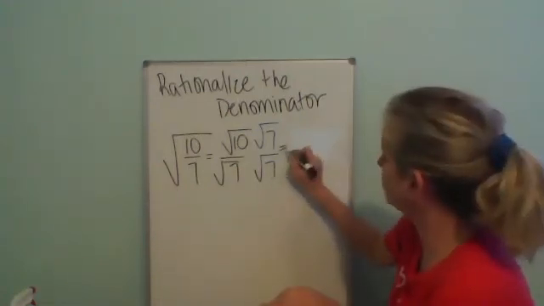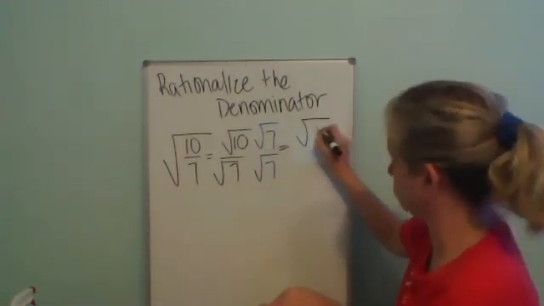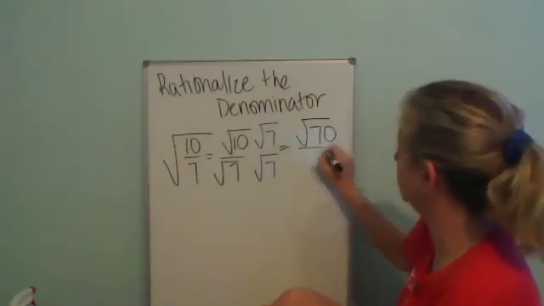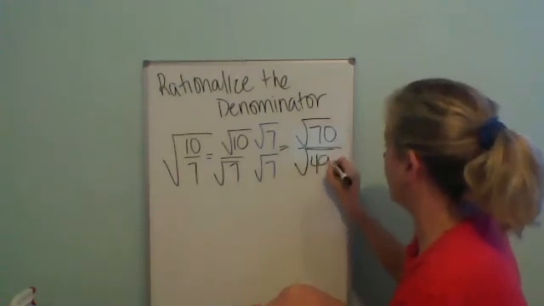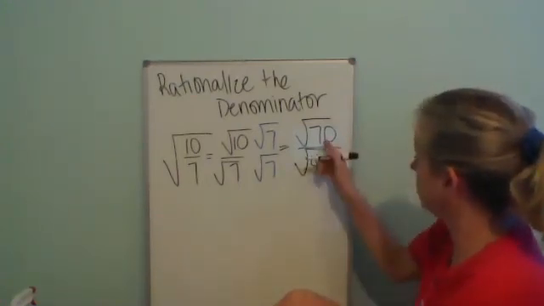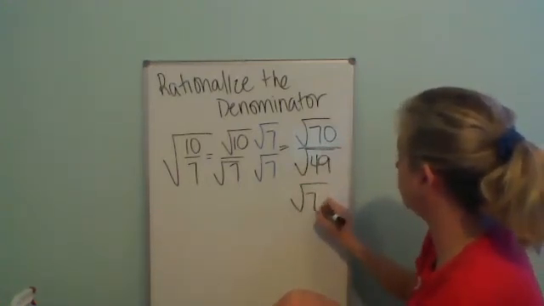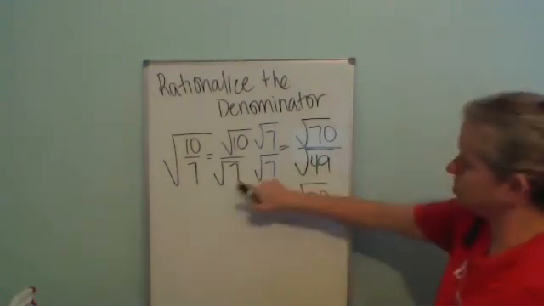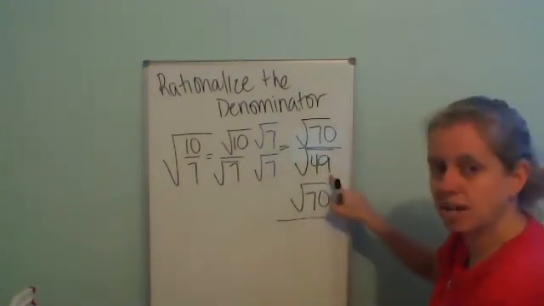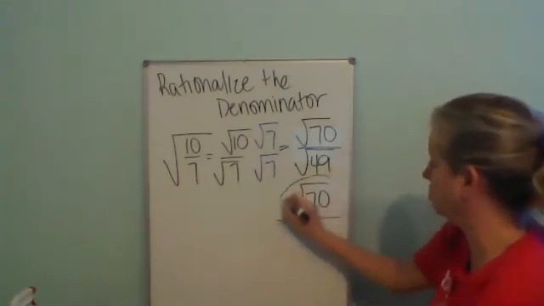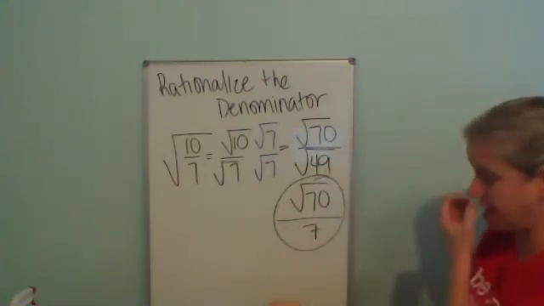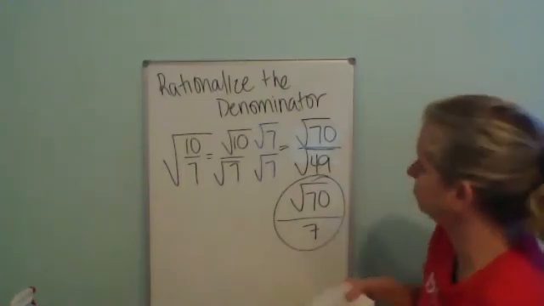So let's see what we get up top. 10 times 7, so the square root of 70 over 7 times 7 gives me the square root of 49. So I'll keep the top the same, square root of 70. But 7 times 7 gave me 49, which means the square root of 49 is plain old 7. So you have the square root of 70 over 7.